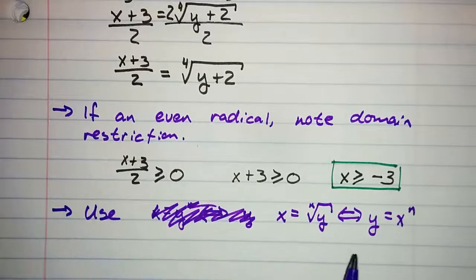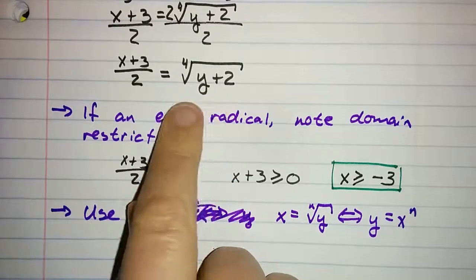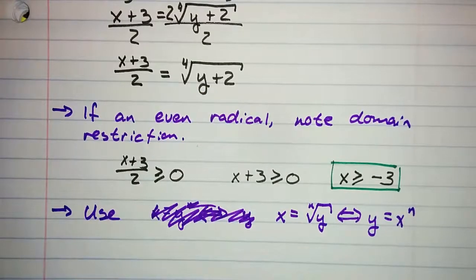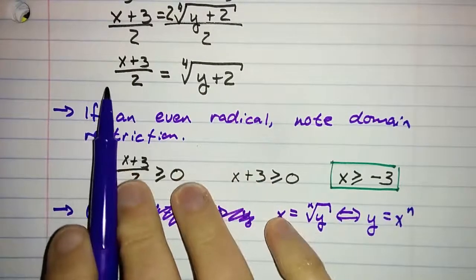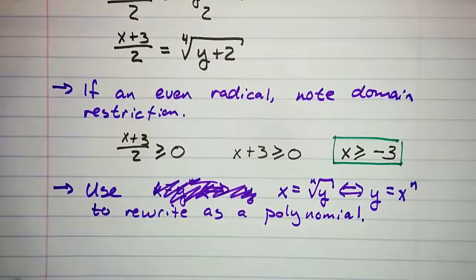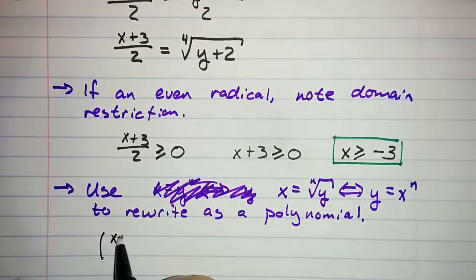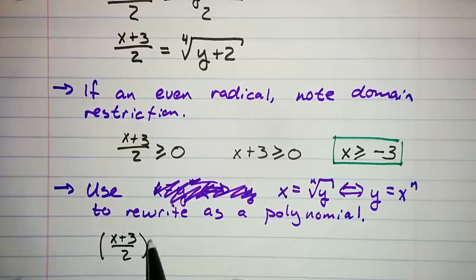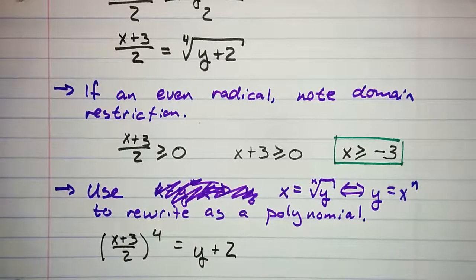Now, we're going to use the fact that if x is the nth root of y, that means the same as y being x to the n, to rewrite this as a polynomial instead of a radical. If (x plus 3) over 2 is the 4th root of y plus 2, then ((x plus 3) over 2) to the 4th power is the same as y plus 2.